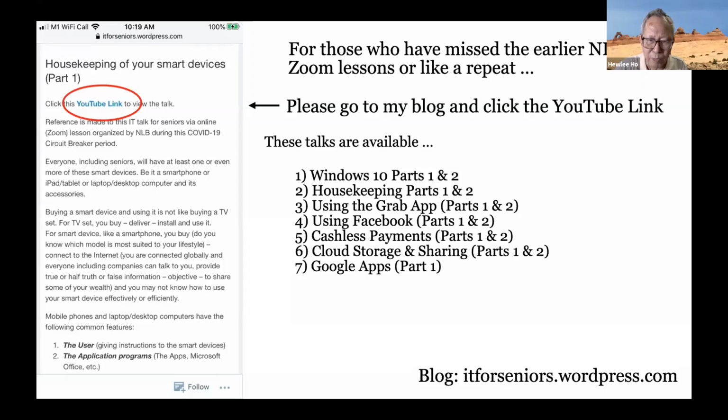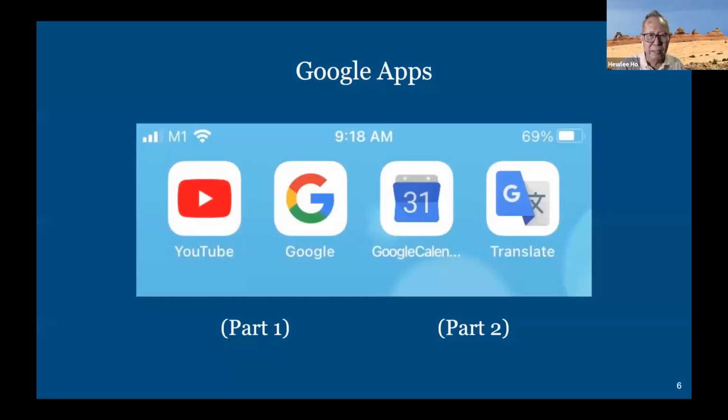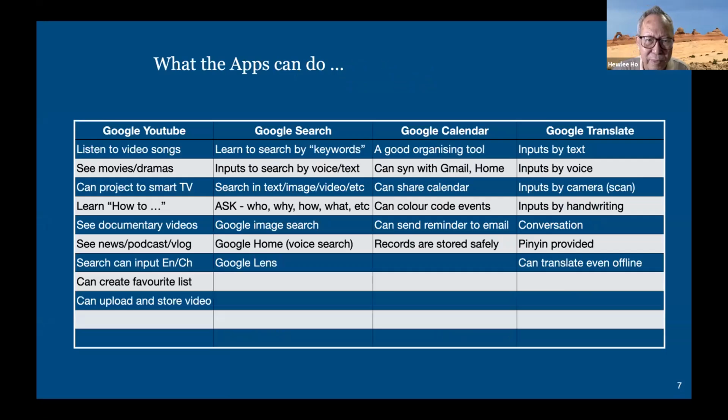So Google part 1 is also already uploaded. Today part 2 will be uploaded later. In the first part, I did YouTube and Google search. Today, I will touch on Google Calendar and Translate. This is just a summary of the 4 apps. You can take your time to view it in the blog.